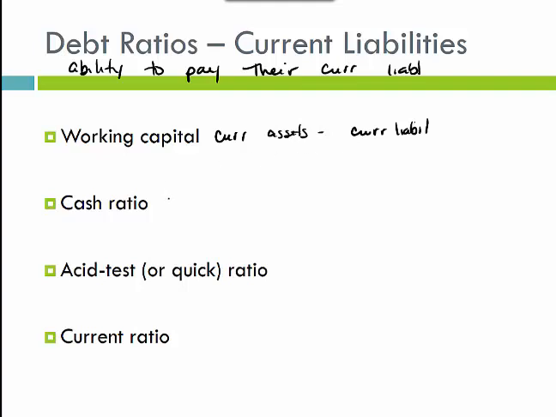We've got the cash ratio, which is cash plus cash equivalents. In most of the cases for us, that's just plain old cash divided by total current liabilities. Cash equivalents are things that are so close to cash you could convert them to cash so easily that we call them cash equivalents.